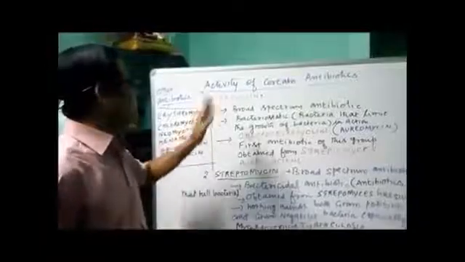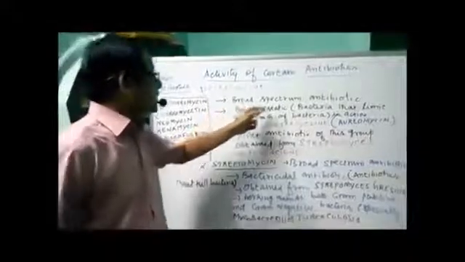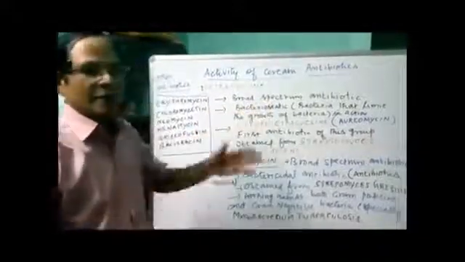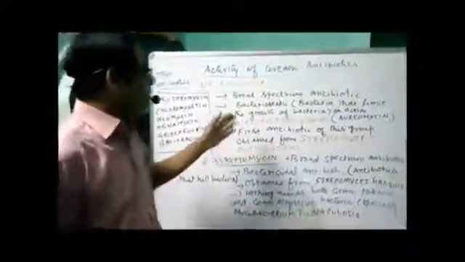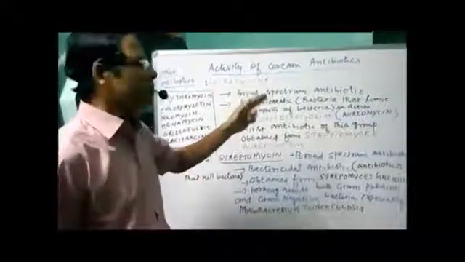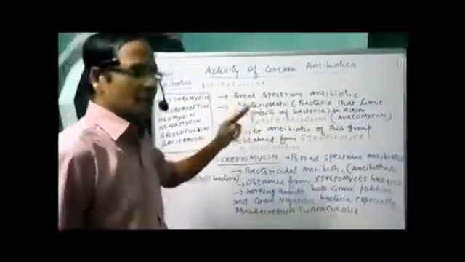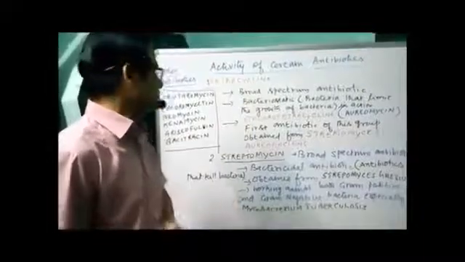Number one, tetracycline. It is a broad spectrum antibiotic. It is bacteriostatic in action. What do you mean by bacteriostatic? Bacteriostatic antibiotics limit the growth of bacteria, not killing them.